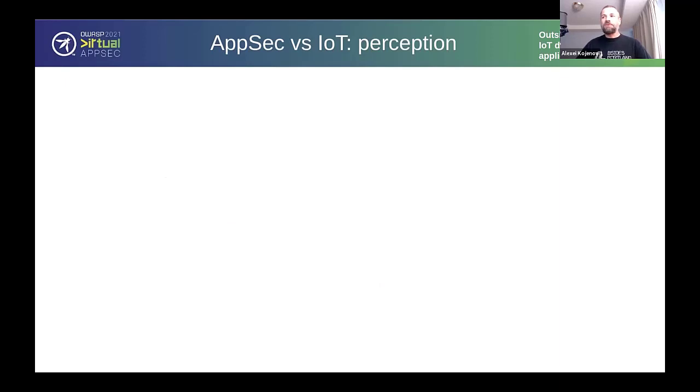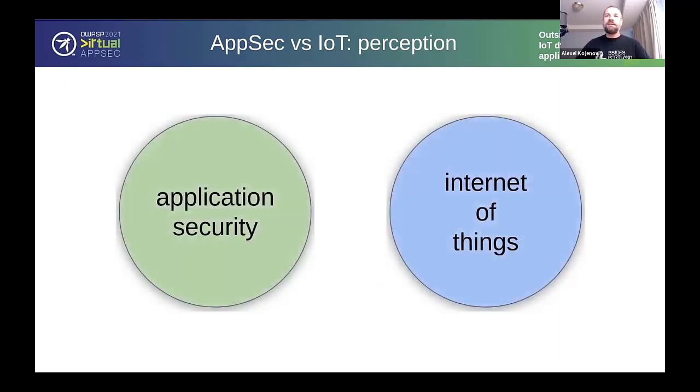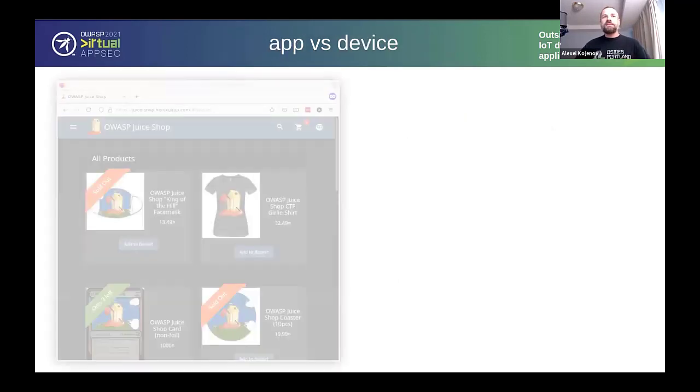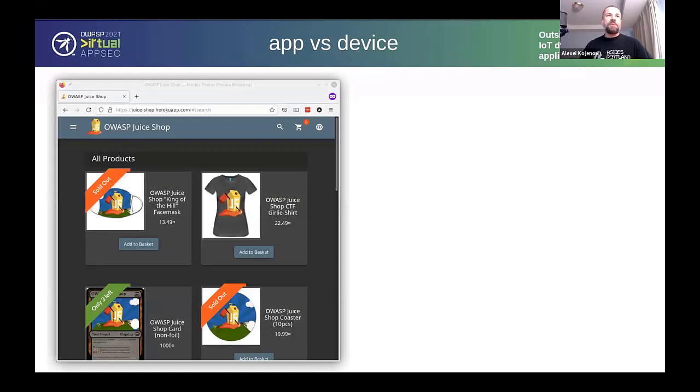Well, let's talk first about the common perception. A lot of people think that application security and IoT are two separate domains with nothing in common. But is that really the case? Let's consider this screenshot. This is a web application in my browser, and many of you might know this application as Juice Shop, which is pretty awesome. I highly recommend you playing with it.